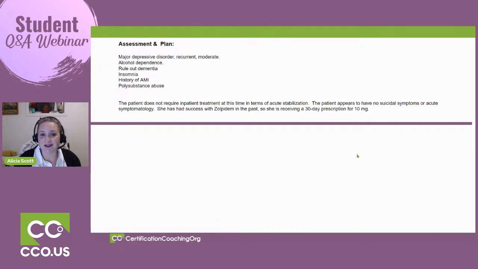And if you see a code for dementia, out it goes. You can run a line through that multiple choice. Insomnia, history of the MI, very pertinent, and polysubstance abuse. What does polysubstance abuse mean? Anybody know what polysubstance abuse is? A little practice in your medical terminology and anatomy.